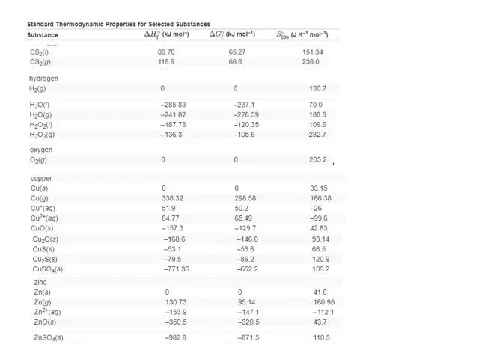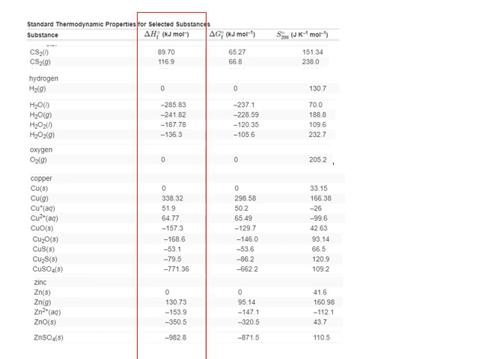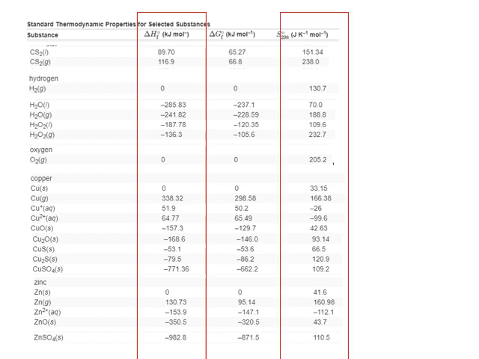This slide shows a portion of the table from Appendix G in our textbook. Notice that for each substance, values of standard enthalpies of formation are given in kilojoules per mole. The standard entropies are given in joules per mole Kelvin.